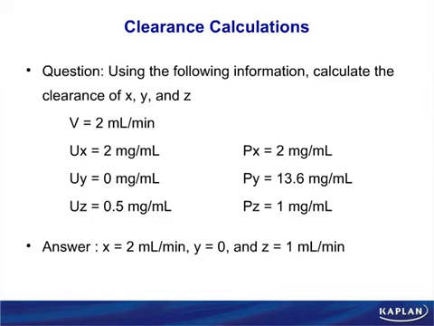Substance Y. Notice the urine concentration is 0. That means 0 was excreted. That means 0 was cleared. So clearance of substance Y is 0. If it's not excreted, it's not cleared.